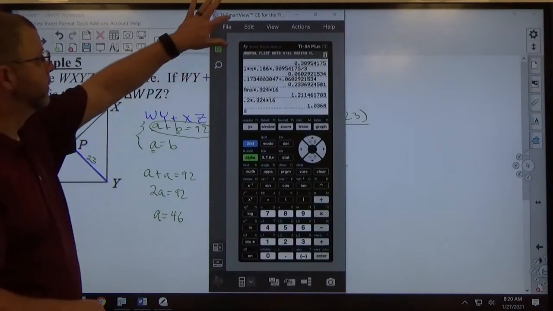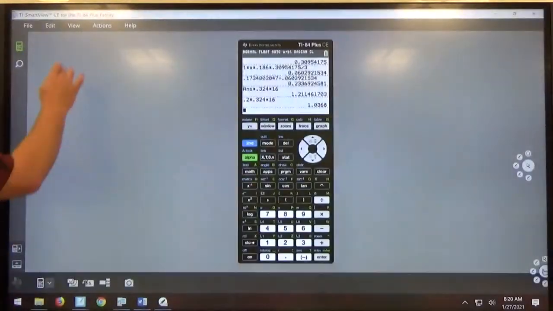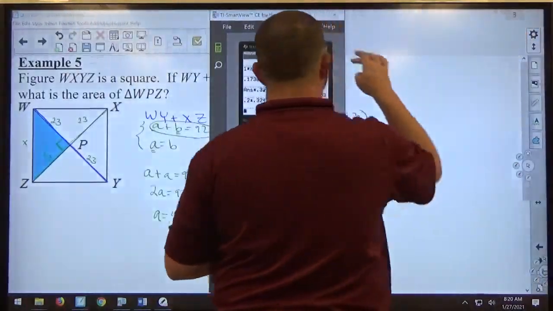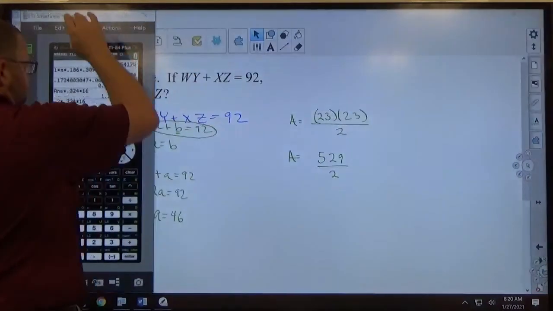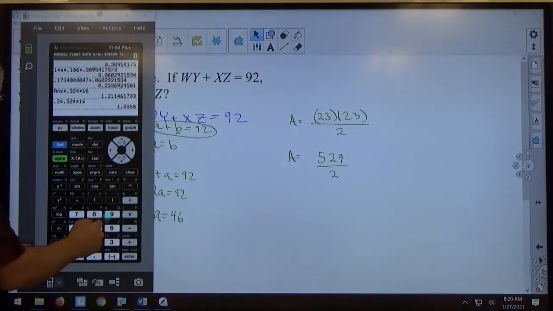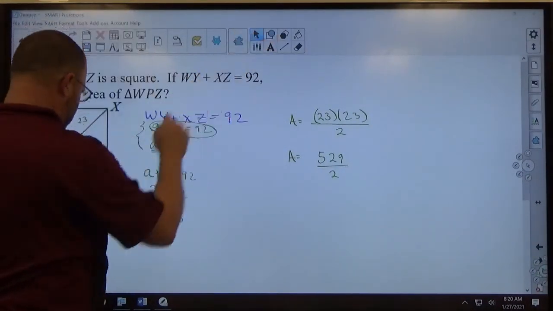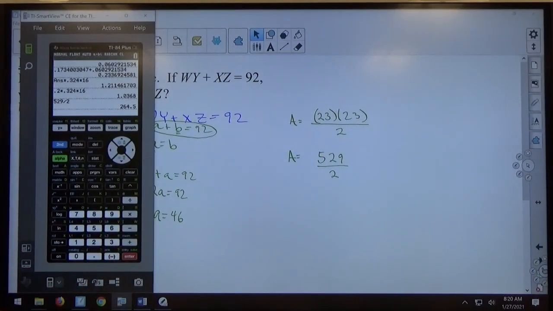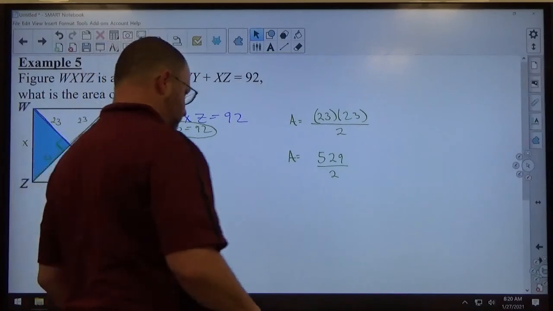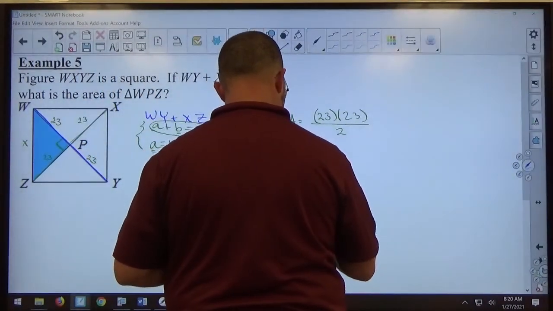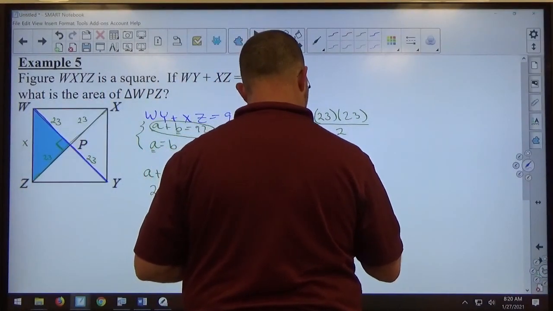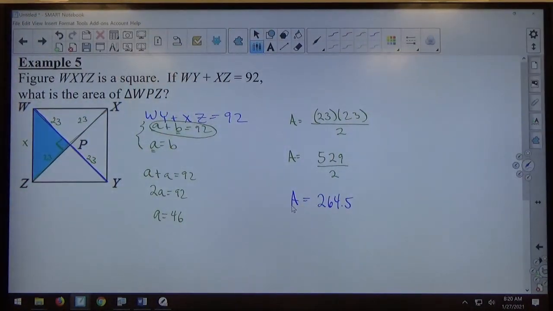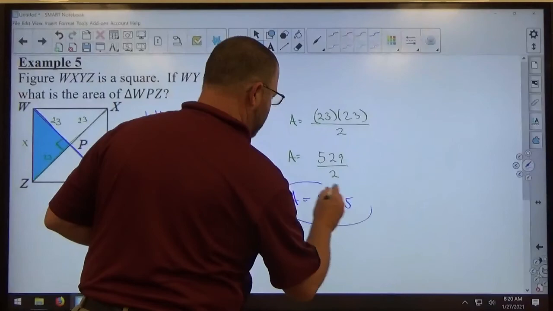Here we go. So if I take, 529? 529, did you already do it? That's what it is. All right, perfect. So 529 divided by 2. Might be easier just to do it by hand. 529 divided by 2, the area of that is 264.5. I don't have any unit of length here, so we'll just go with the numerical answer for this one, 264.5.